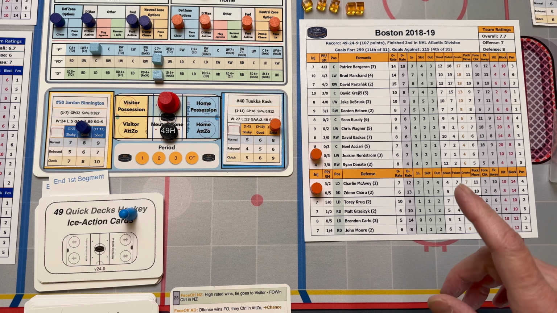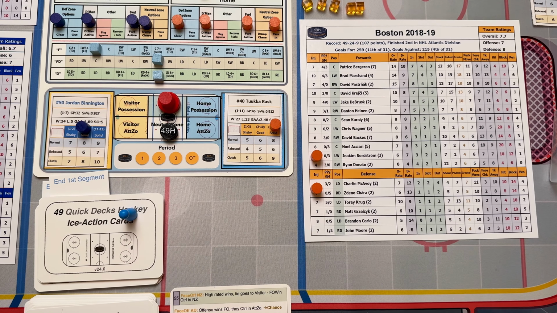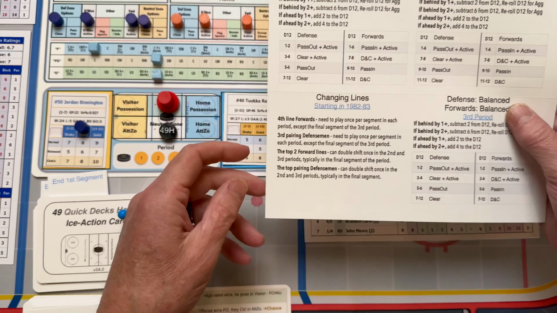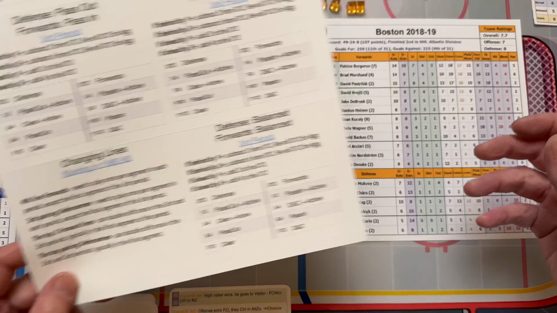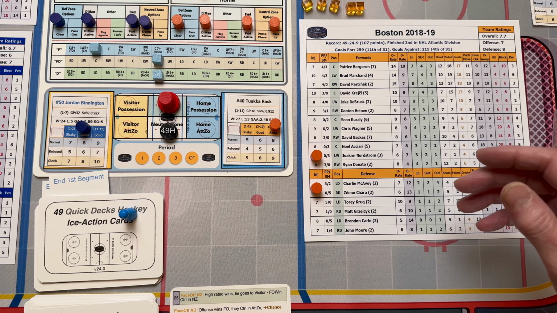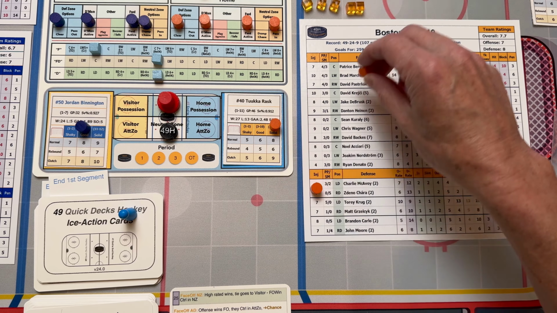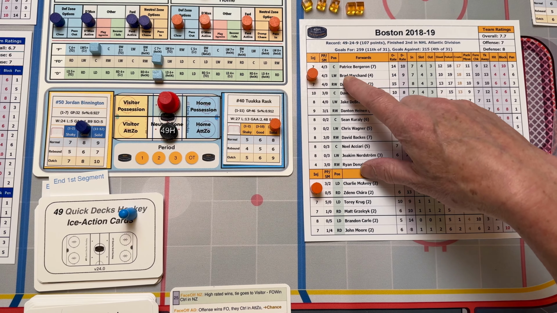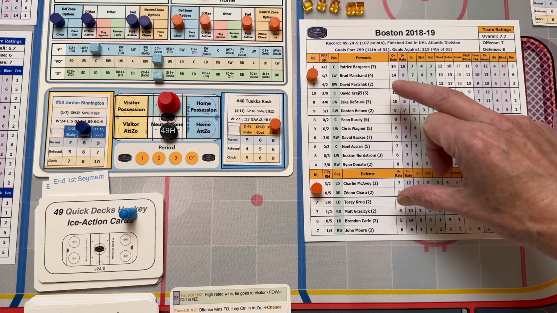So having said that, however, you have the option, and again, this is back on these cards here, where you talk about the top 2 forward lines and the top pairing defensemen, and they get to double shift once in the second period and once in the third period. So for the solitaire chart teams that are being run by the AI, the first time the first line is going to be out on the ice, or the first pairing defenseman is going to be on the ice, that's when they're going to double shift.